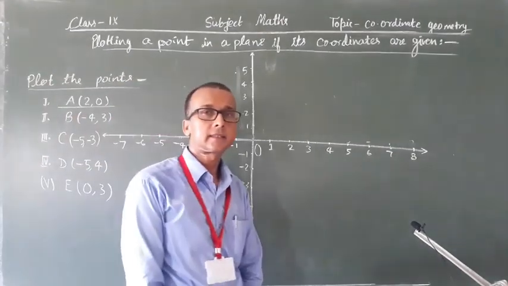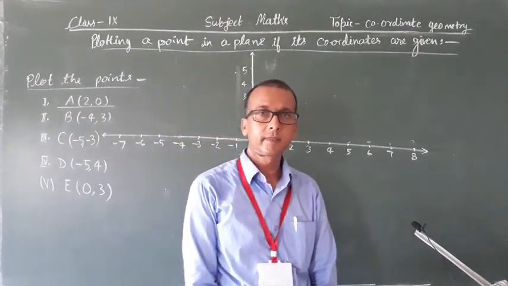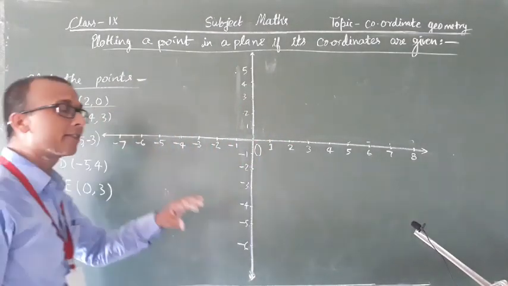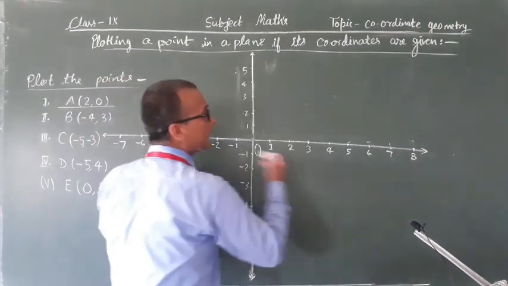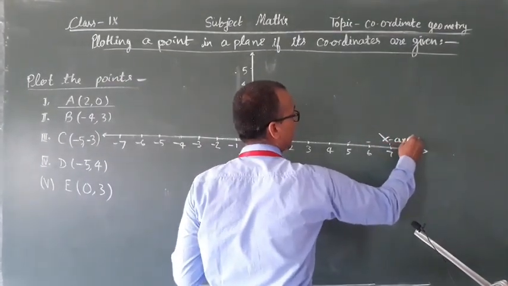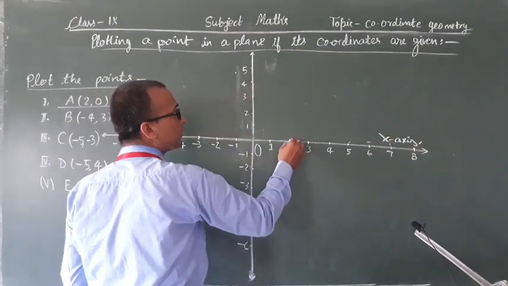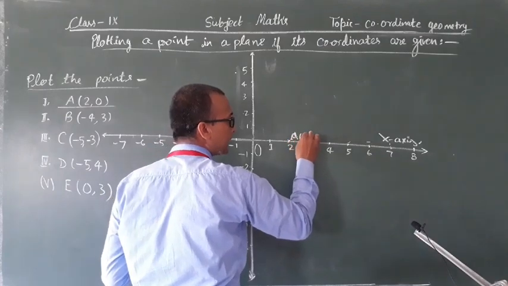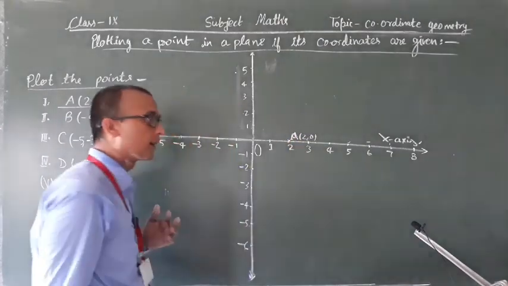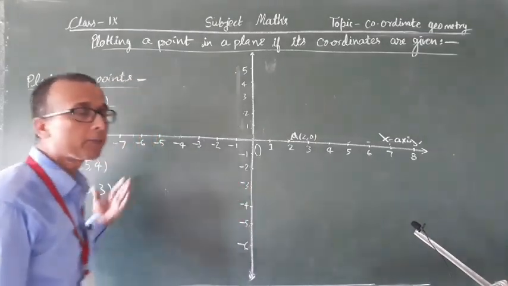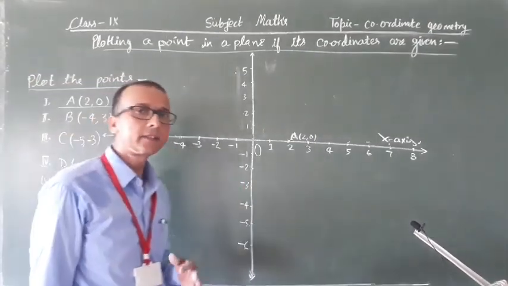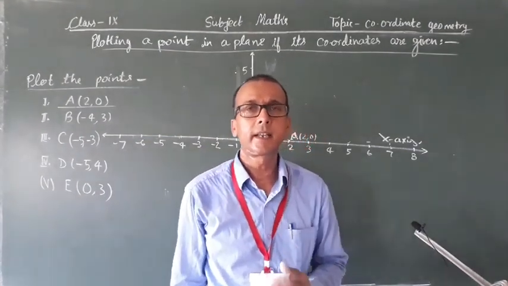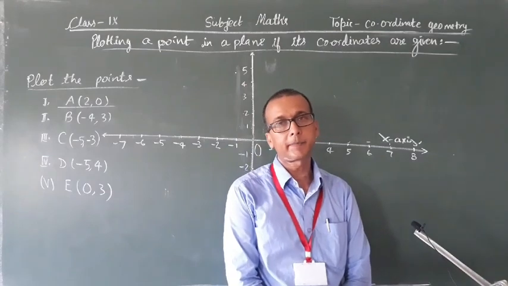As we have discussed in our previous video, here the value of y is 0, so it will be situated on the x-axis. The point 2 is here on the x-axis and this is point A, that is (2, 0). You should plot this point on graph paper and you can easily locate that point if you are doing it on graph paper.